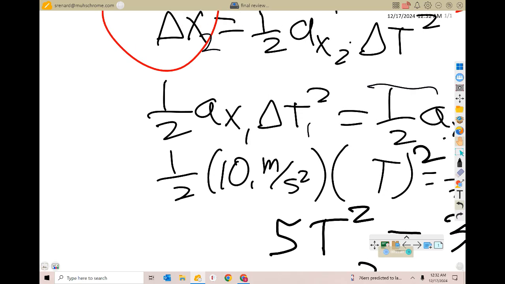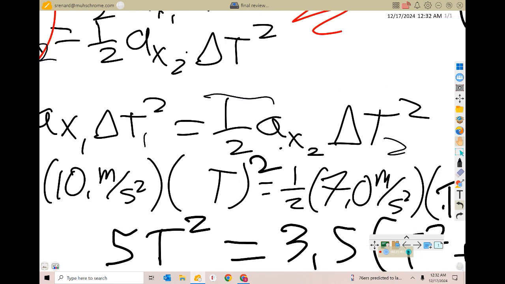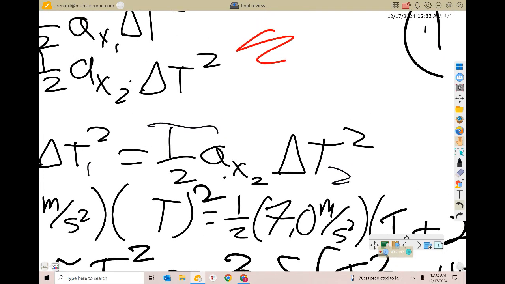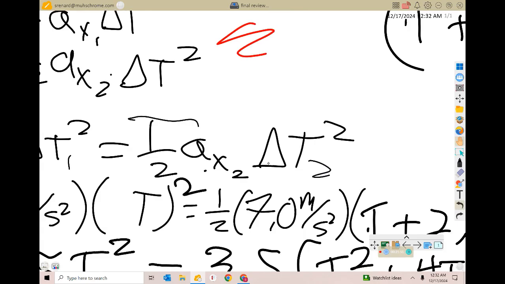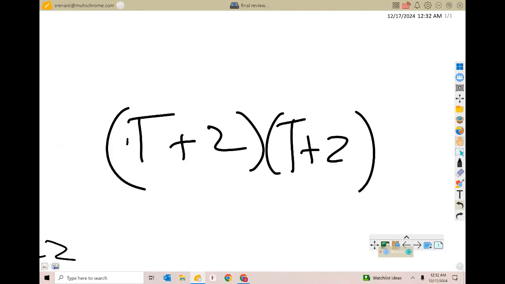1/2 the acceleration of car 1, 10 meters per second squared, times time squared equals 1/2 7 meters per second squared. That's the second car's acceleration. Now check this out, t plus 2 squared. Now if you don't know how to do t plus 2 squared, it's basic distribution.